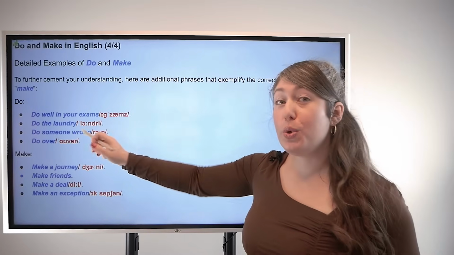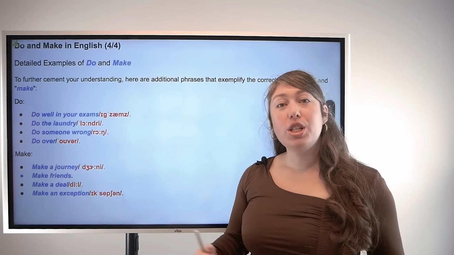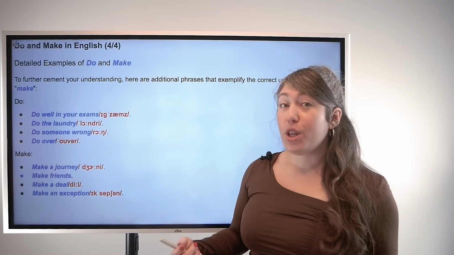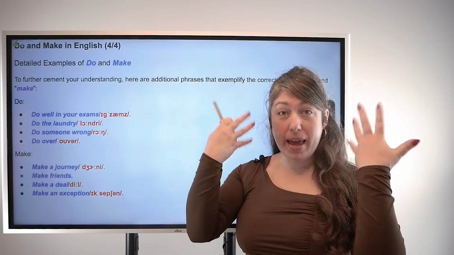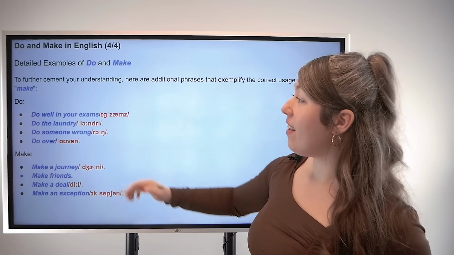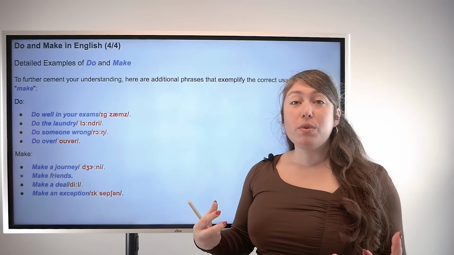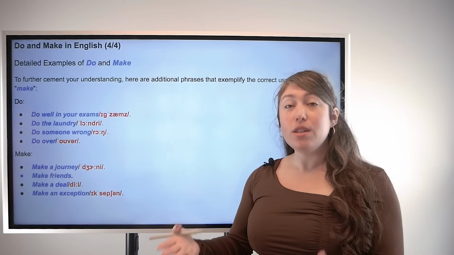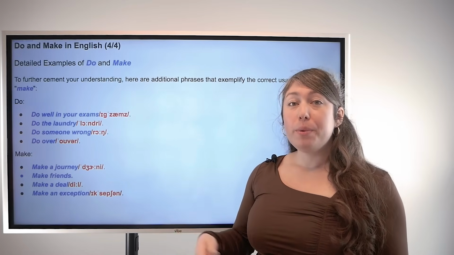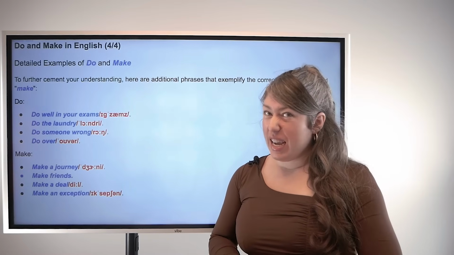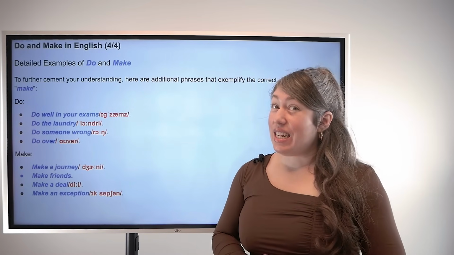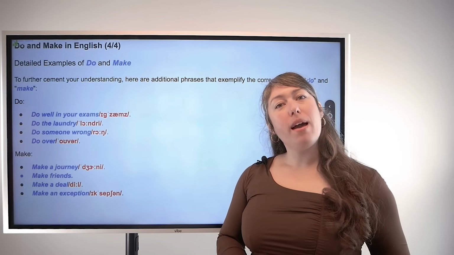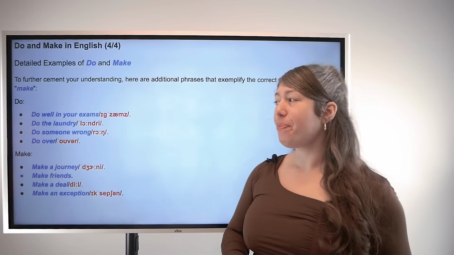And the next one, do the laundry. Again, this is referring to chores. You can do the laundry, do your chores, do the dishes, or you can do your hair, do your makeup, or do your nails. Do someone wrong. This refers to an injustice or disloyalty towards someone. For example, I gossiped behind my friend's back. I really did him wrong. Or, my little brother stole money from my purse. He really did me wrong.